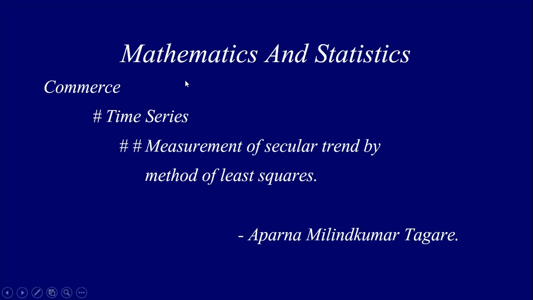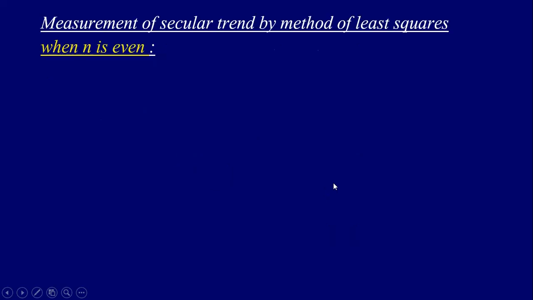Welcome, I'm Aparna Tagare. In this presentation, we are going to study one example of measurement of secular trend by method of least squares. In the previous presentation, we have seen one example where number of observations n is odd, and here we are going to see one example of measurement of secular trend by method of least squares when n is even.